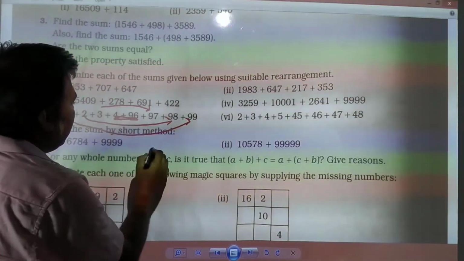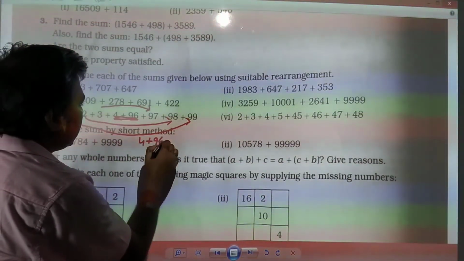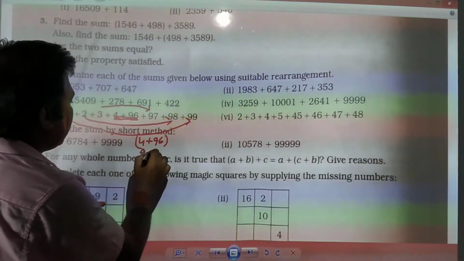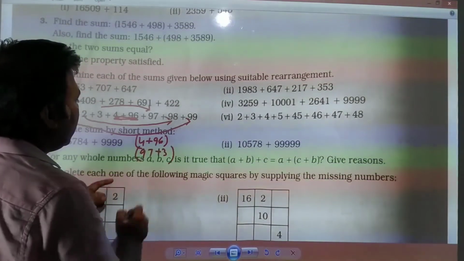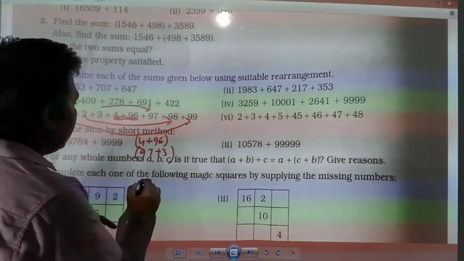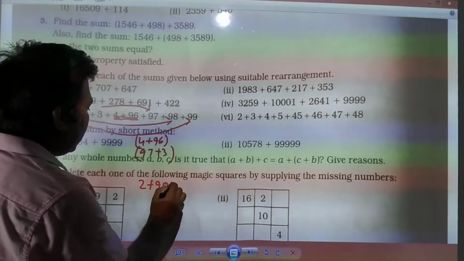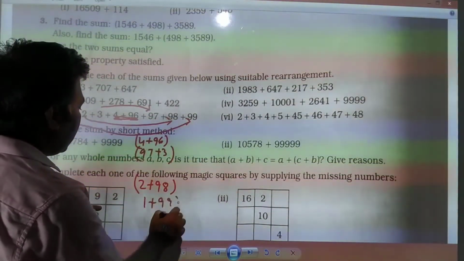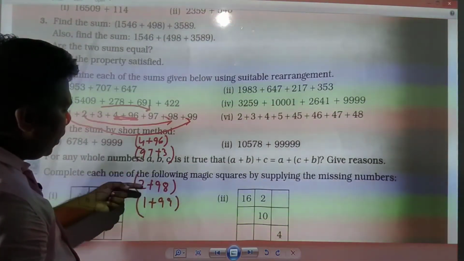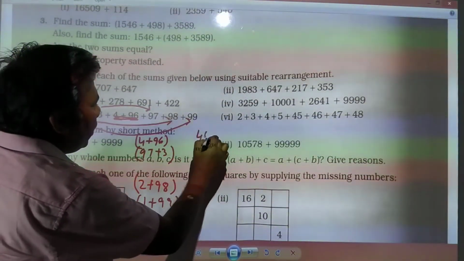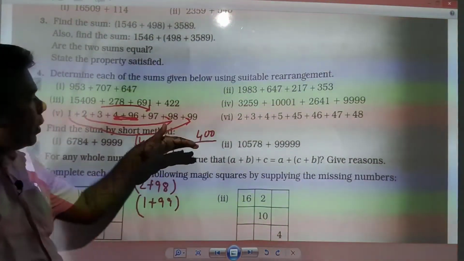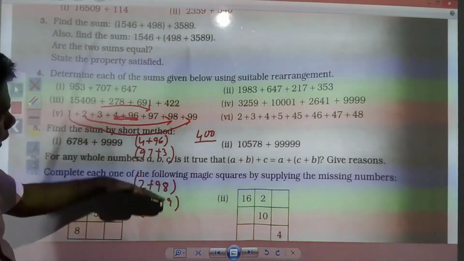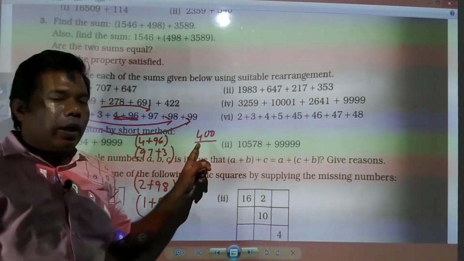So just you see how many hundreds you will have. This pair 4 plus 96, you will get 100. Second pair 97 plus 3, you will get 100. Then 2 plus 98, you will get 100. And lastly 1 plus 99, you will get 100. Means how many times you are getting? 4 times. It means your answer will be 400. So in the proper way, in notebook, you rearrange these numbers and then you add. Easily you will be able to add the numbers.